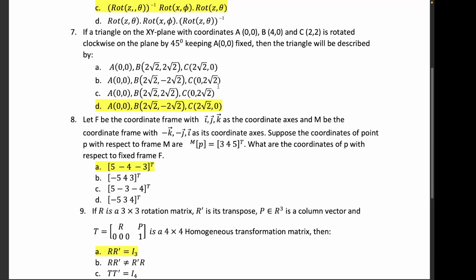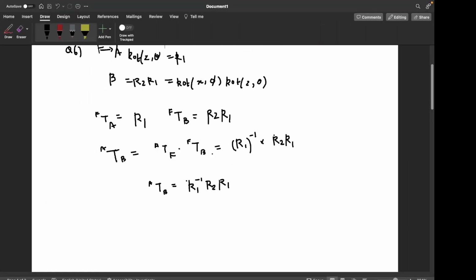The next question also highlights the concepts of the rotation matrix and how it transforms points in space. There's a triangle in the xy plane whose vertex coordinates are given, and the triangle is rotated about one of its vertices, which is vertex A. We want to know what the coordinates of the vertices will be after rotation, and the angle is 45 degrees clockwise. So let's come on to this.